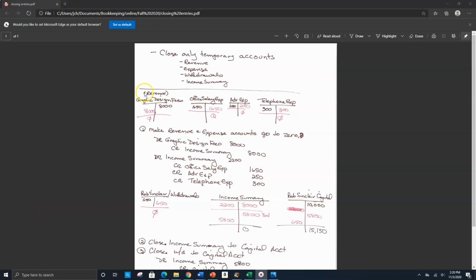Okay, here is an explanation of closing journal entries and why we do closing entries. We close only temporary accounts, not any of our permanent accounts. So our temporary accounts include revenue, expenses, withdrawals, and income summary accounts. Those are the ones we close.